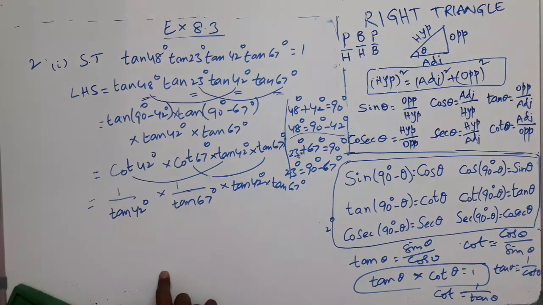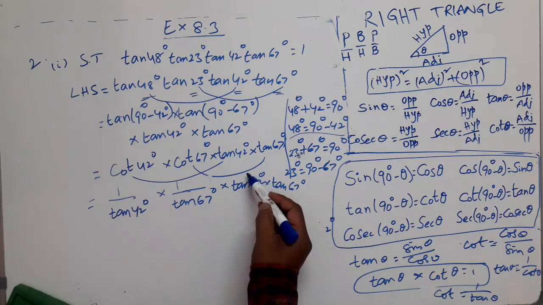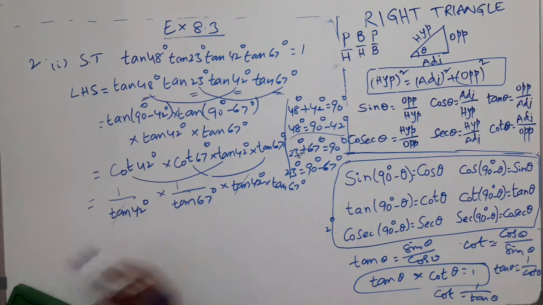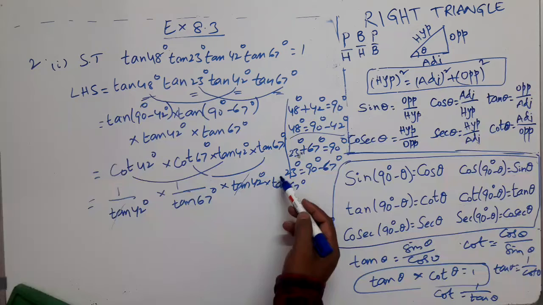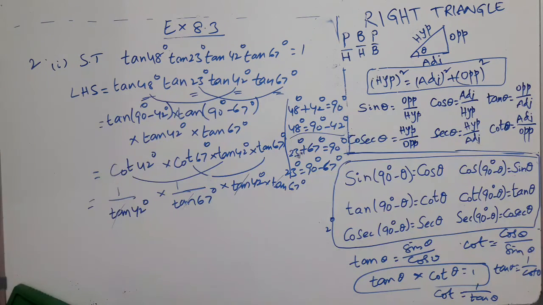What have I observed? This is tan 42 degrees, this is tan 42 degrees, numerator, denominator. In the same way, this is tan 67 degrees, this is tan 67 degrees. They also got cancelled. So what is remaining? 1. Is it not?